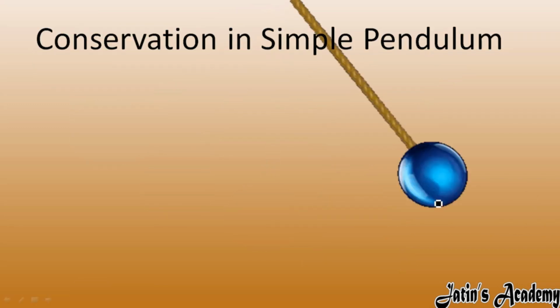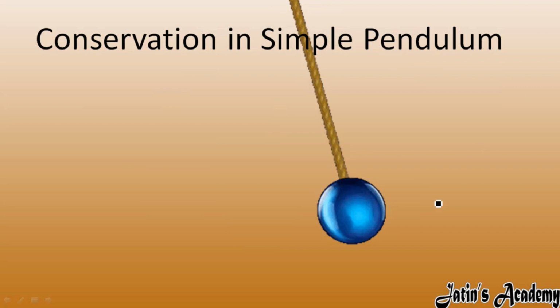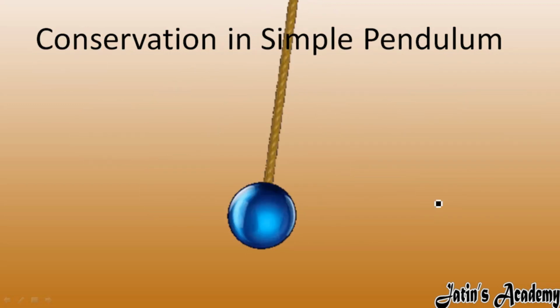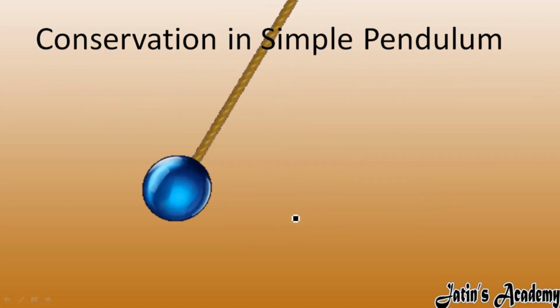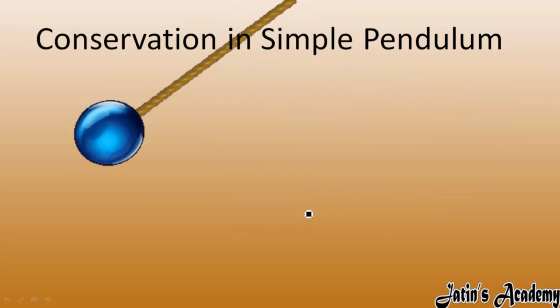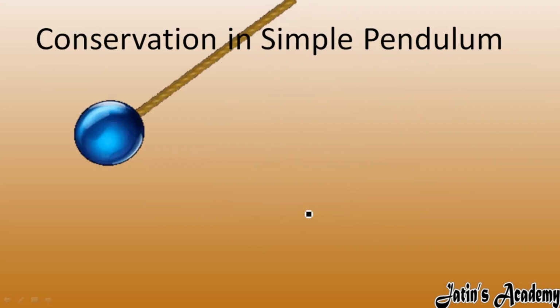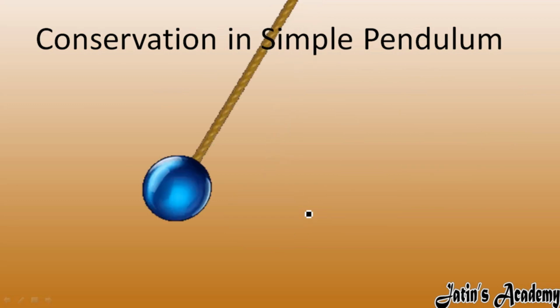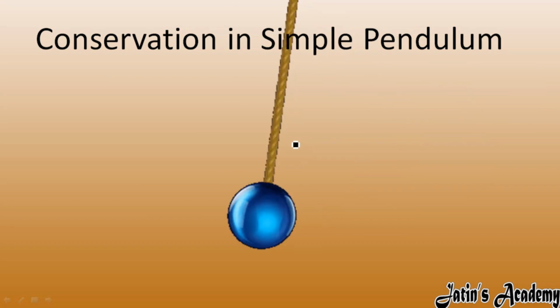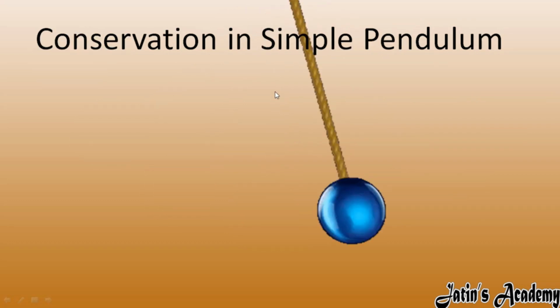Next we have conservation of energy in a simple pendulum. Like in a free fall condition, similar to that in a simple pendulum, energy is also conserved. At some point potential energy is minimum and kinetic energy is maximum, and at some point potential energy is maximum and kinetic energy is minimum. So here we have to see at which point potential energy is minimum and at which point kinetic energy is minimum. For example, we have a mean position and two extreme positions.